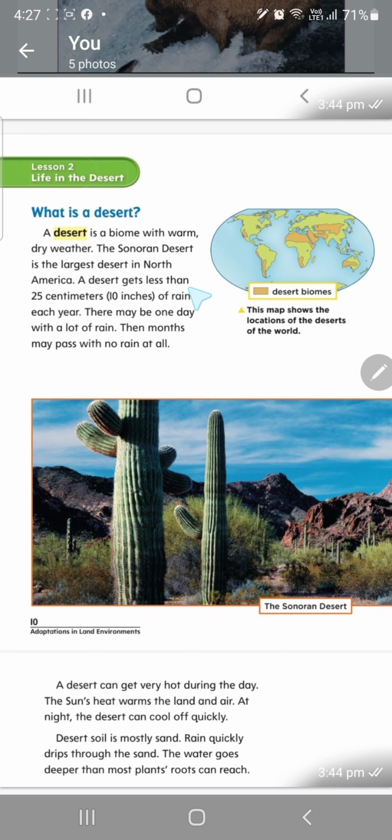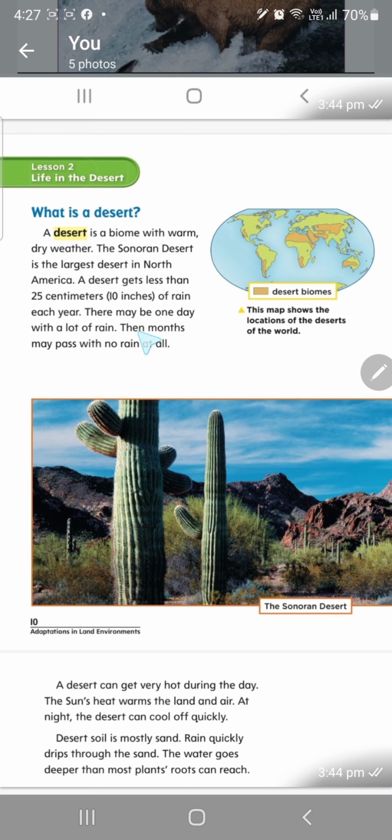A desert gets less than 25 centimeters, or 10 inches, of rain each year. So little. Only 25 centimeters. Maybe there is one day with a lot of rain. It doesn't rain daily, but maybe one day a year for this 25 centimeters.